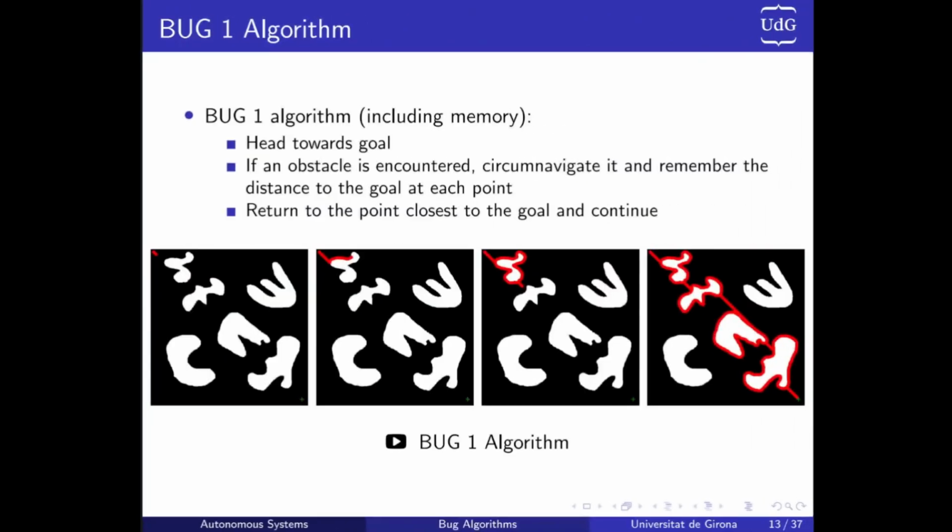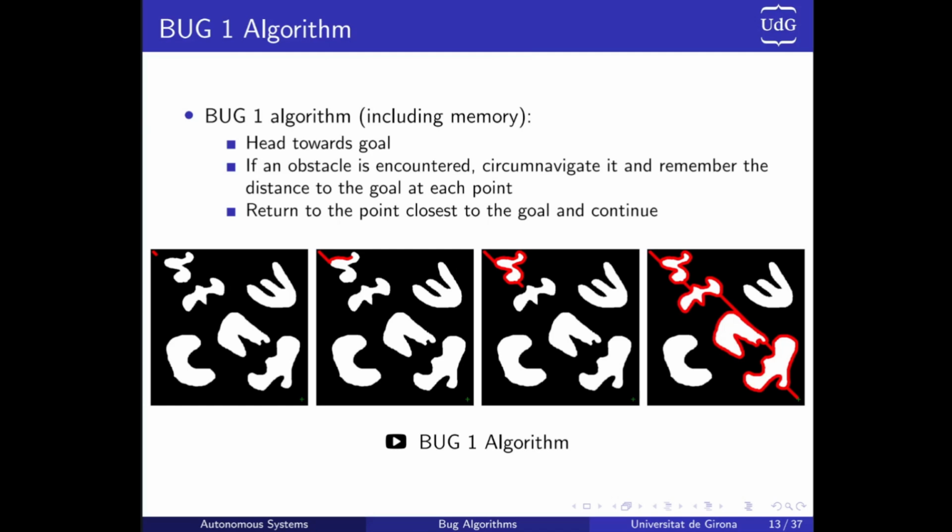Okay, let's move to the second algorithm, the Bug One. This tries to improve over Bug Zero, adding memory. I told you that Bug Zero has no memory, although we put this hit point, that is memory. This includes memory. And here the idea is similar.